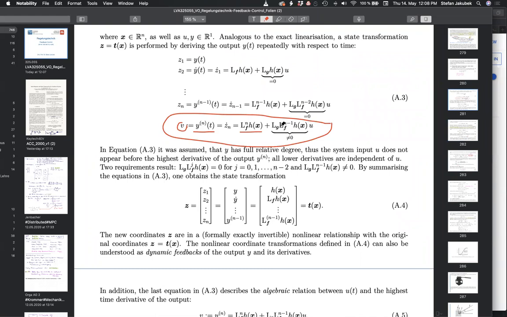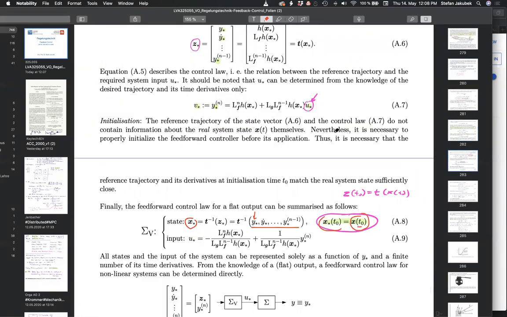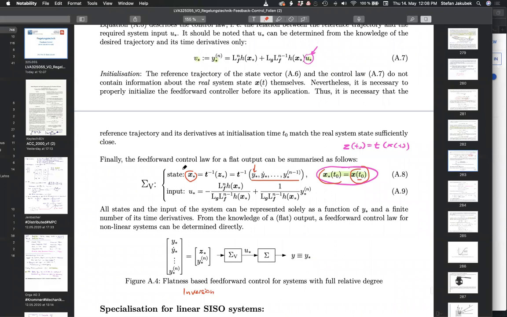And from this, and of course from knowing x star, we are able to compute the input y, which is required for the system to follow exactly this trajectory. So these two equations actually constitute the manipulations, the calculations that you have to do. You can do them offline or online in order to steer the system.